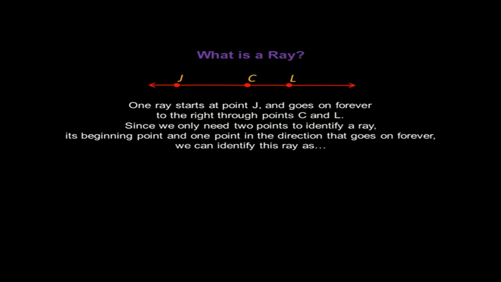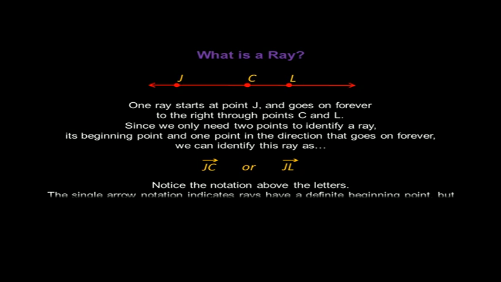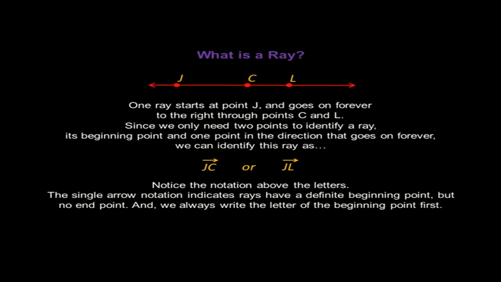Since we only need 2 points to identify a ray, its beginning point and one of the points in the direction that goes on forever, we can identify this ray in 2 different ways. We can call it ray JC by writing the J then the C with a ray symbol above it, or we could call it JL with the J then the L and the ray symbol above it. Notice the notation above the letters. The single arrow notation indicates rays have a definite beginning point but no end point, and we always write the letter of the beginning point first, so the arrow will always be pointing to the right.